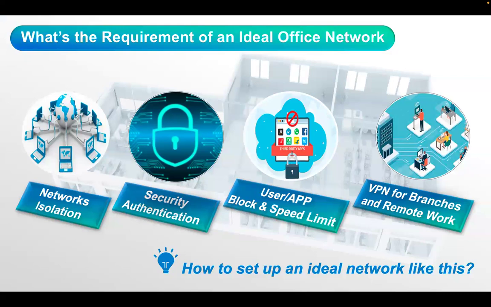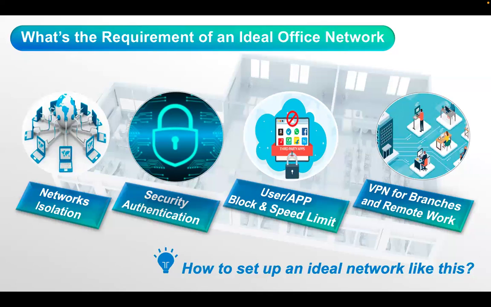Another thing is user application block and speed limit. So you can also block applications unrelated to the office, like Instagram, Facebook. You can block these things on the office network. And also if you want to allow this, you can assign a bandwidth for a particular application. Like you are using Zoom, so you can assign 20 Mbps for the Zoom application speed limit. And if there's Facebook or YouTube, you can assign 2 Mbps or 3 Mbps. You can set priority also.